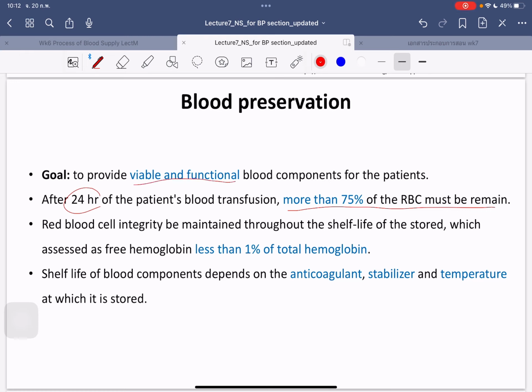So to extend the shelf life of blood components, you have to select the anticoagulant, the sterilizer, and keep it at the proper temperatures. Okay. Can you tell me again what is the anticoagulant that we use today? CPD.